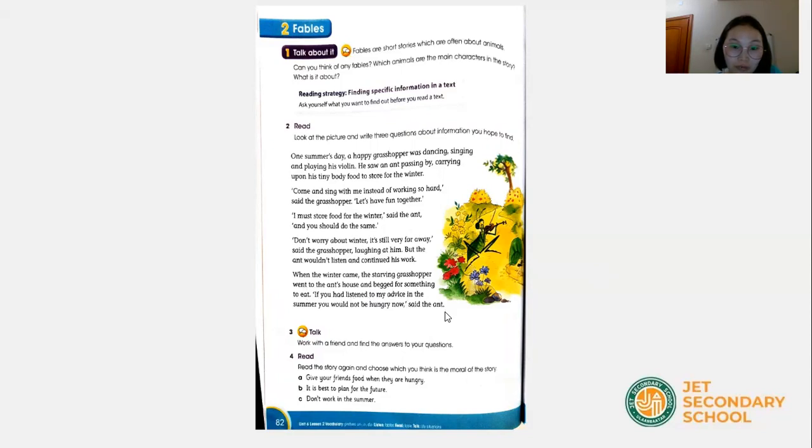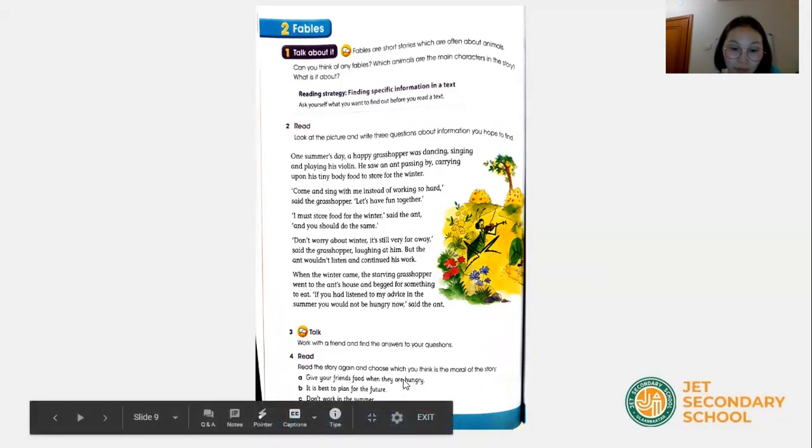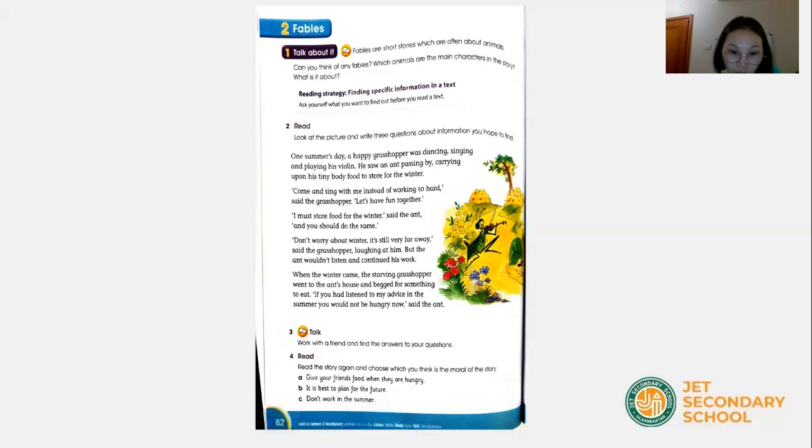So this is one example of fables. Let's find out the moral of the story. As given here at the bottom of the page, there are three choices. First one says, give your friends food when they are hungry. B says, it's best to plan for the future. And C says, don't work in the summer.